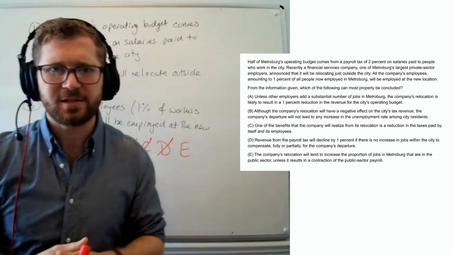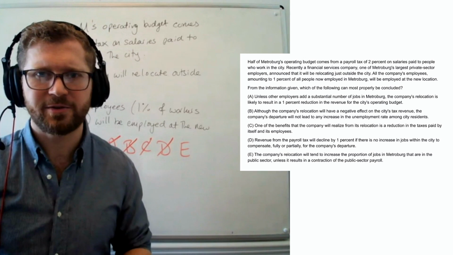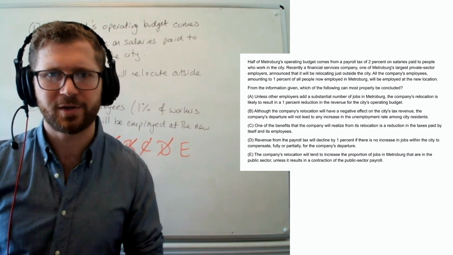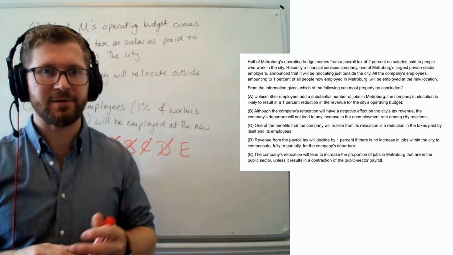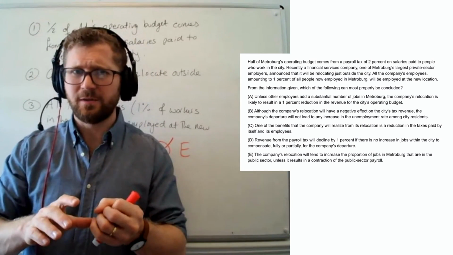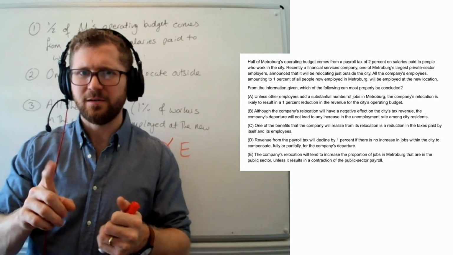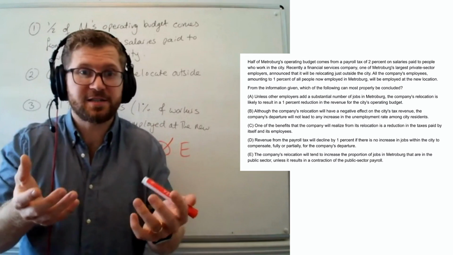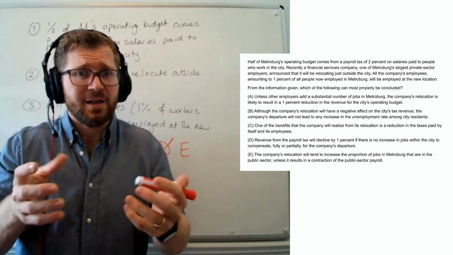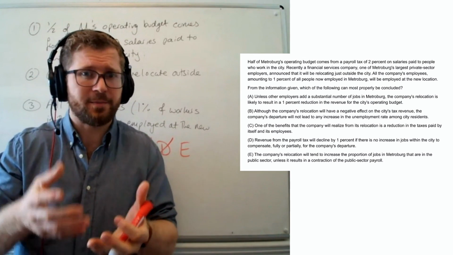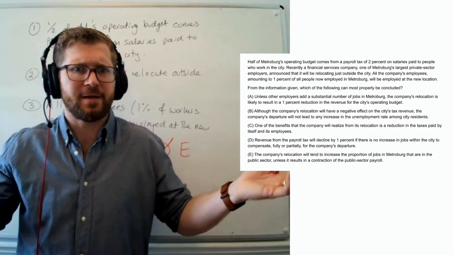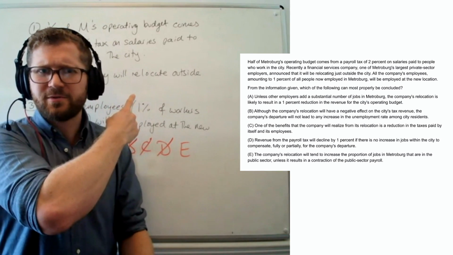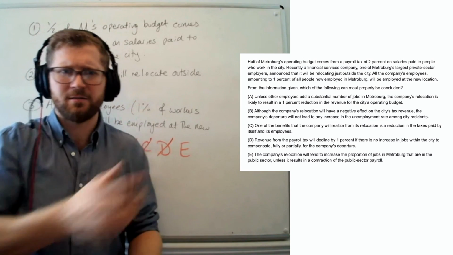So E tells us that the company's relocation will tend to increase the proportion of jobs in Metroburg that are in the public sector unless it results in a contraction of the public sector payroll. So first of all, it's talking about the public sector. Nothing in the passage is talked about the public sector at all. So there's a significant minority of the people who I work with who look at this question and go, well, it's talking about the public sector. I can't conclude anything about the public sector because the passage is only talking about this one company that's in the private sector. Let's get rid of E.